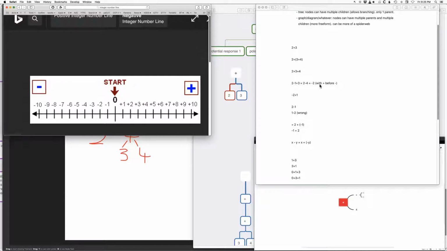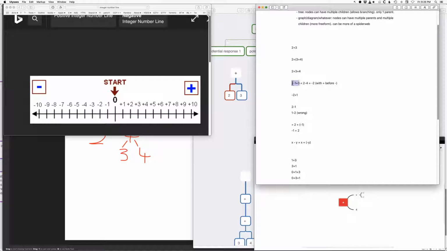So the reason is, in the original, the 2 is going to the right, and the 3 is going to the right. So we have like 5 positive points, and we have 1 negative point. But in the changed version, where you do this first, the 3 ended up being negative, because you were subtracting 1 plus 3.